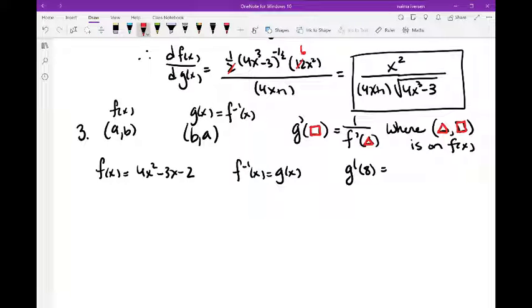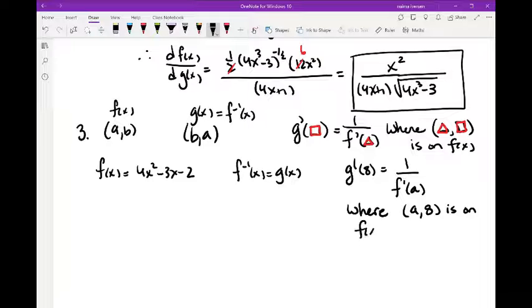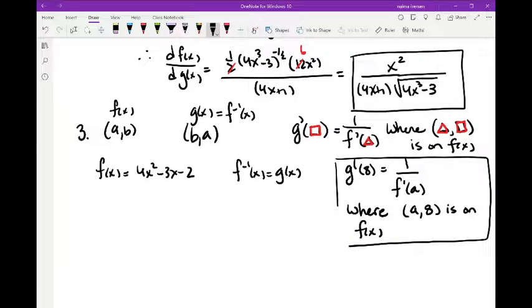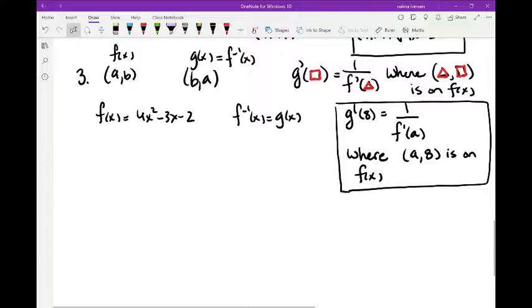So if I'm looking for g prime of 8, it's actually going to equal 1 over f prime of, let's call it a, where, and this is the sentence that I always write to myself, a comma 8 is on f of x. This is the key to doing these inverse questions right here. So the key is that I want to figure out f prime of a.